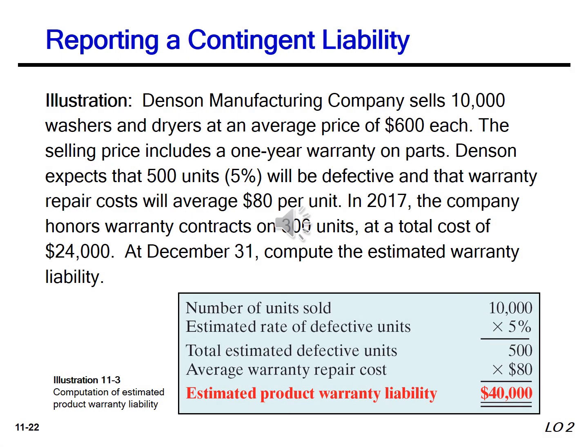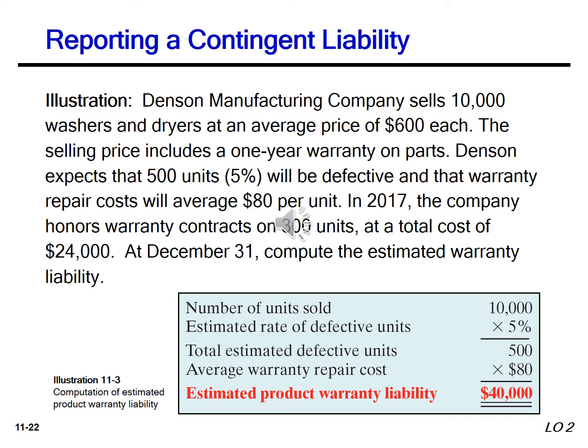Here's an example of how we can estimate product warranties. Denson Manufacturing Company sells 10,000 washers and dryers at an average price of $600 each. The selling price includes a 1-year warranty on parts. Denson expects that 500 units, which is 5%, will be defective and that warranty repair costs will average $80 per unit. In 2017, the company honors warranty contracts on 300 units at a total cost of $24,000. And on December 31st, compute the estimated warranty liability.